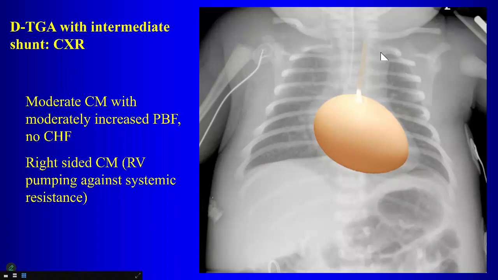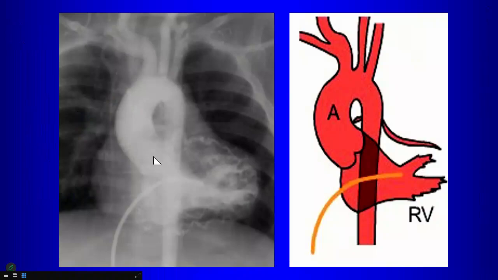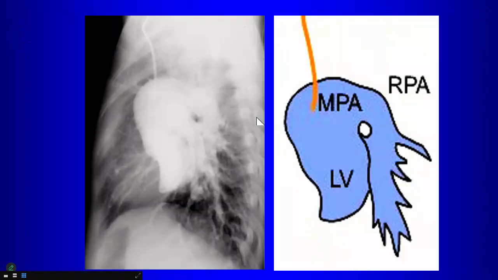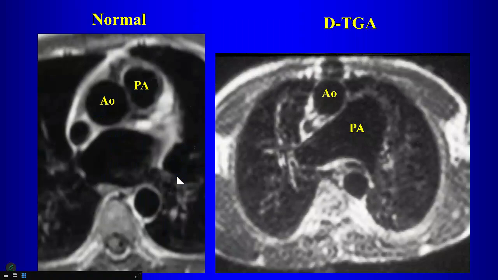For transposition, we've talked about the plain film sign of an egg on a string with the narrow mediastinum. The right ventricle will be connected to the aorta, the left ventricle, I'm sorry, the right, yes, the right ventricle is connected to the aorta, as we see there, and the left ventricle will be connected to the pulmonary artery in these cases of transposition. And then you can see that the aorta will be anterior to the pulmonary artery. You can see that nicely in the lateral view in these cases of transposition.